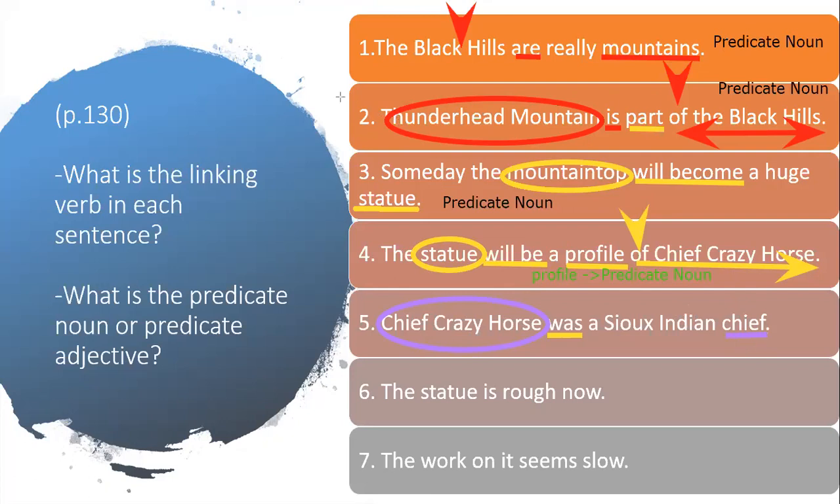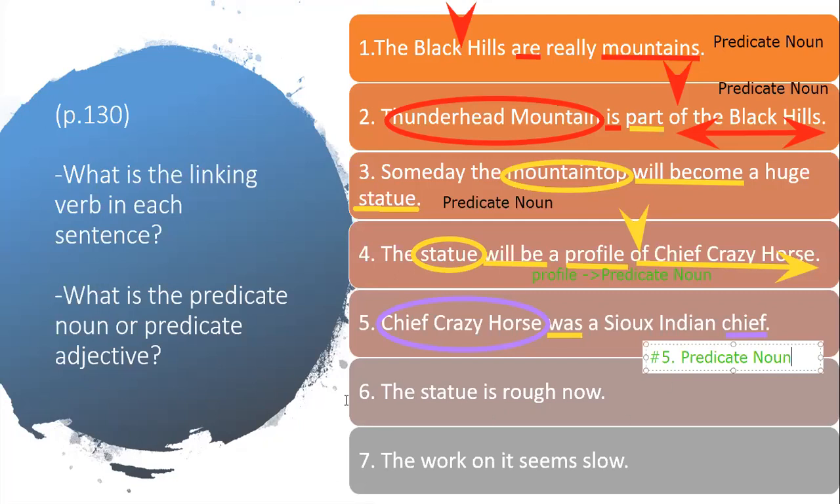Perfect. So because it's a word that renames, this box is so big and I can't make it smaller. Let me see if I can move it. Yeah, let's do it right here. And I'm going to do number 5 so you know that this goes with sentence number 5. The word chief, because it's renaming the subject, it's a predicate noun. Awesome.